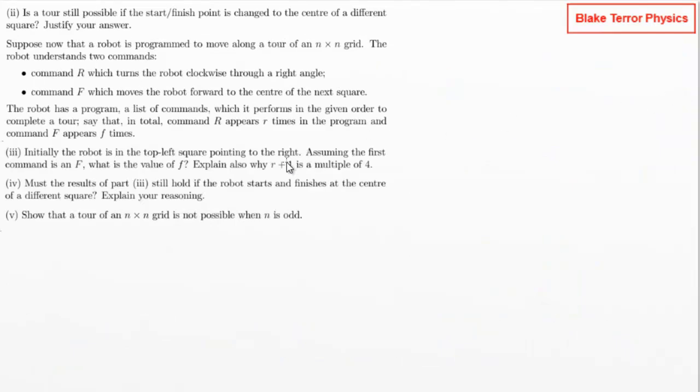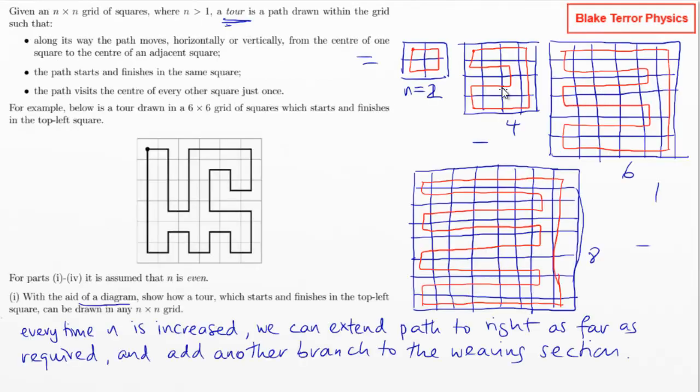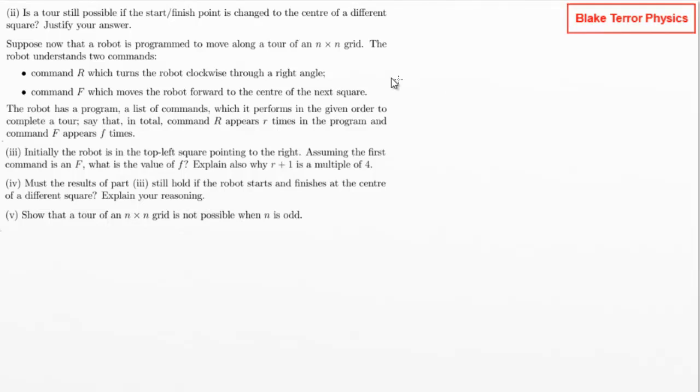It's already been quite long-winded. Is a tour still possible if the start-finish point is changed to the centre of a different square? Justify your answer. So, right, let's go back and look at these. Well, it doesn't matter where we start, does it? I mean, by definition, a tour is going through all squares. So it doesn't matter which one we're starting at, because we've got a closed loop. So that's all that matters.